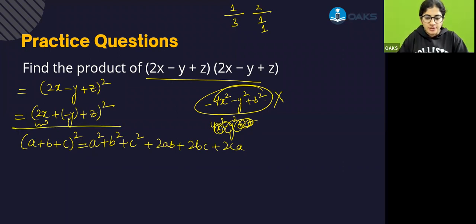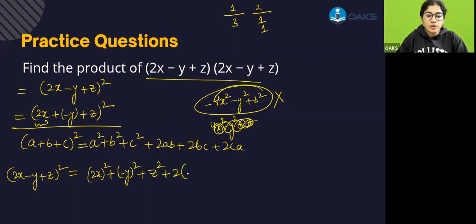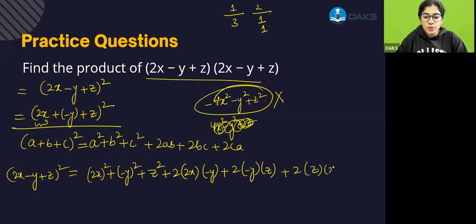So these are my terms. Now I'll substitute here. 2x minus y plus z whole square will be equal to 2x whole square plus minus y whole square plus z square plus 2 into 2x into minus y plus 2 into minus y into z plus 2 into z into 2x. Do you understand? Everyone? Yes, ma'am. Yeah, now you just need to simplify it.